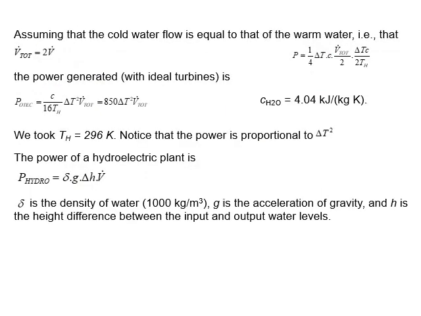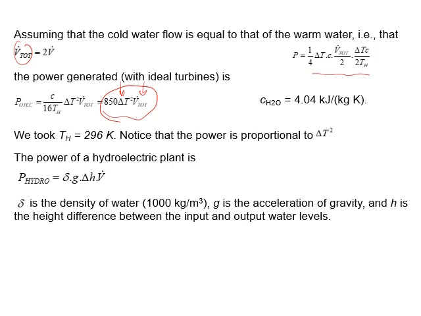Now, if we assume the flow rate for the cold and warm water is the same, then the average will be V total over 2 equals V naught, or 2 V naught equals V total. So if I substitute it, we're approaching here. Now I simplify, and I got this formula, which tells me that the power of OTEC is related to the difference in temperature and the flow rate. Increase the flow rate, increase the difference in temperature, increase the power production.